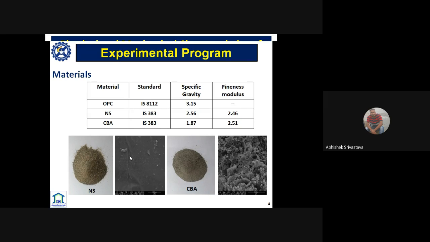These are the two pictorial representations of natural sand and CBA used in the present study, and these are the SEM images of CBA and natural sand. You can observe here that the surface of the natural sand is solid and smooth compared to that of CBA, which has a rough surface structure and a porous structure, which has its impact on the various properties of the cement mortar, which we will discuss in the further slides.